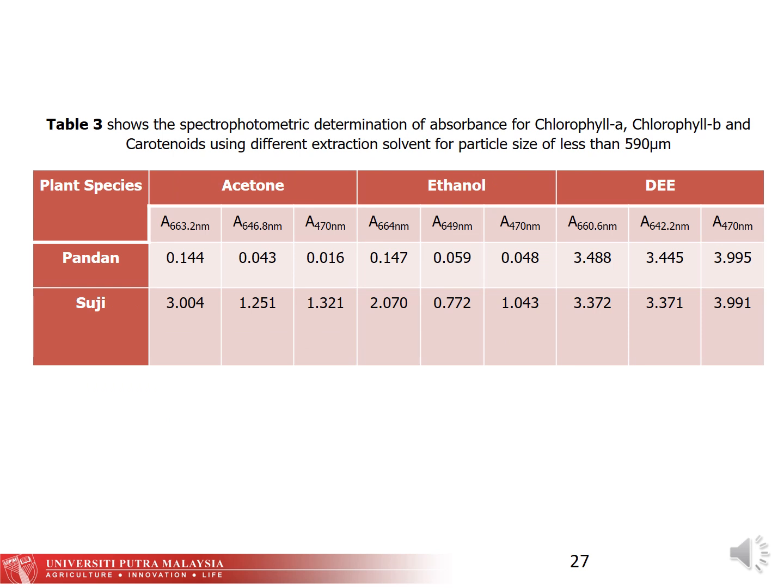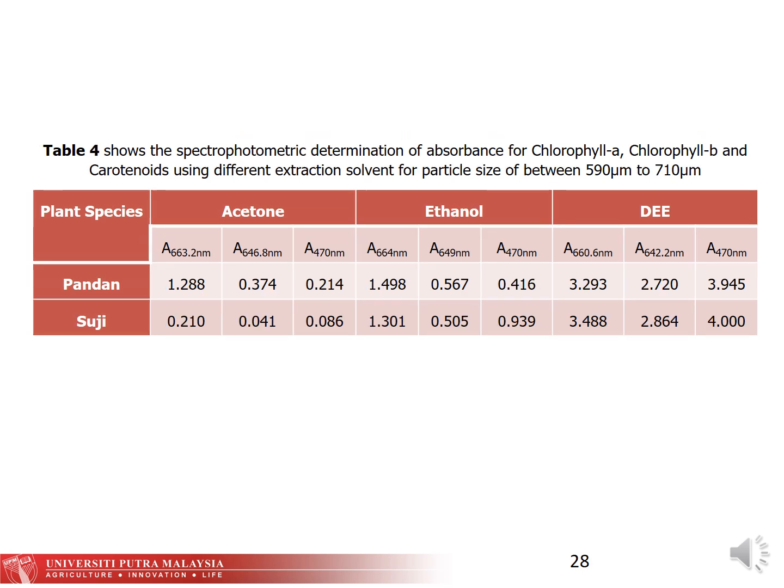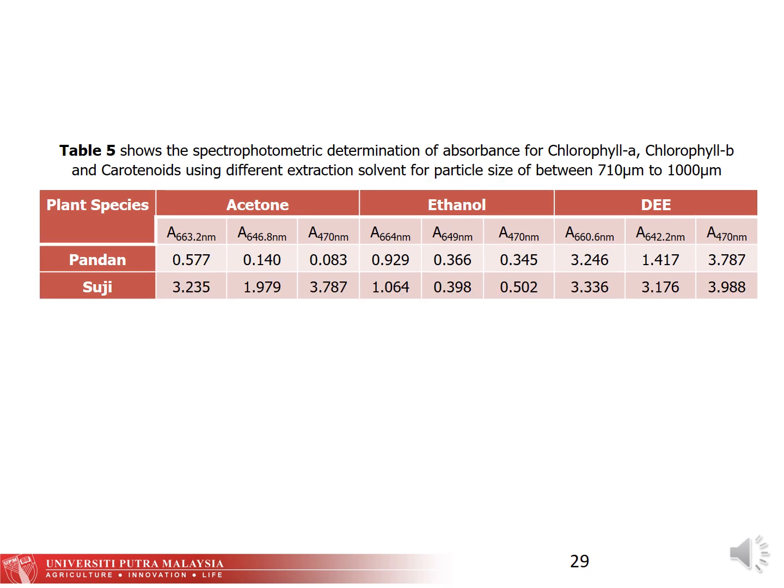Table 3 shows the absorbance value for chlorophyll A, chlorophyll B and carotenoids for particle size less than 590 micrometer for both pandan and suji plant. Table 4 shows the absorbance value for chlorophyll A, chlorophyll B and carotenoids for particle size of between 590 to 710 micrometer for both pandan and suji plants. Table 5 shows the absorbance value for chlorophyll A, chlorophyll B and carotenoids for particle size of between 710 to 1000 micrometer for both pandan and suji plant.